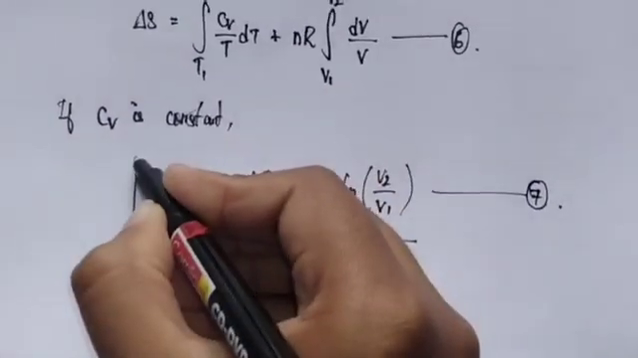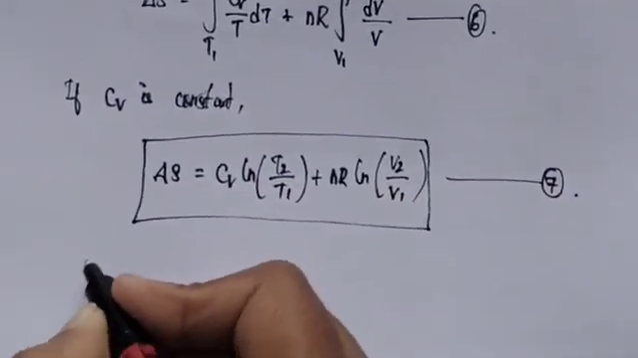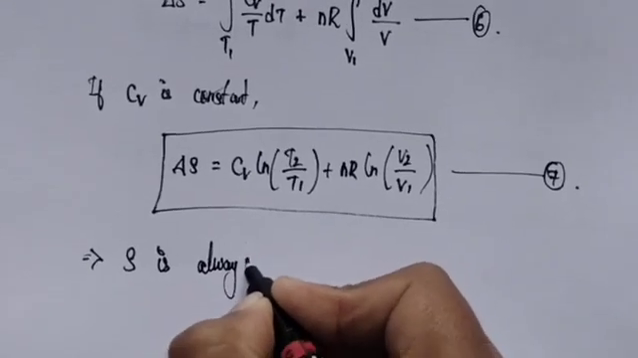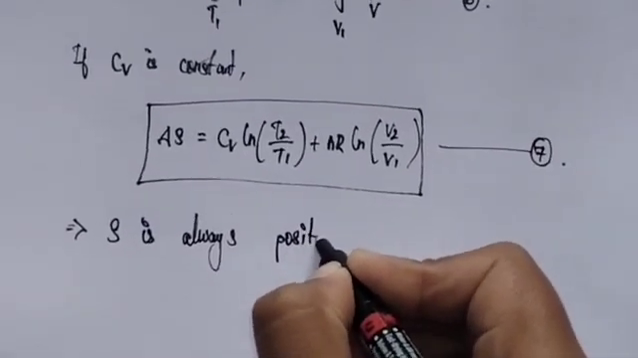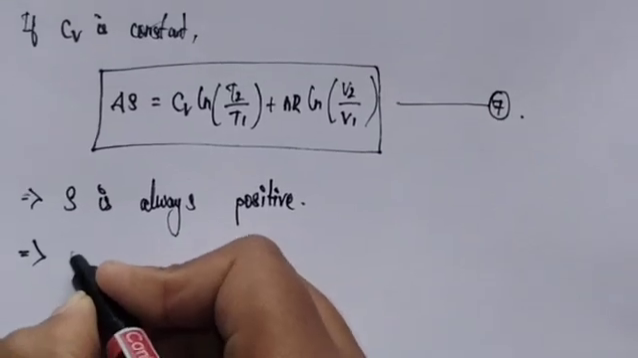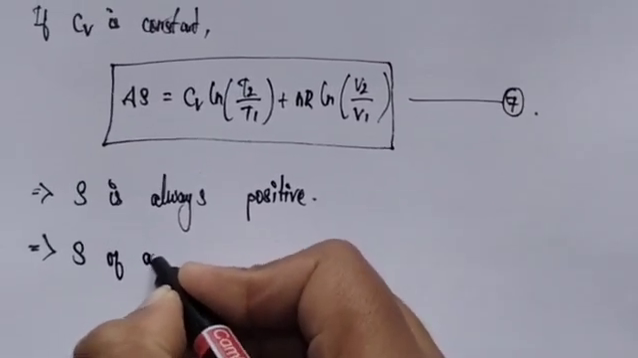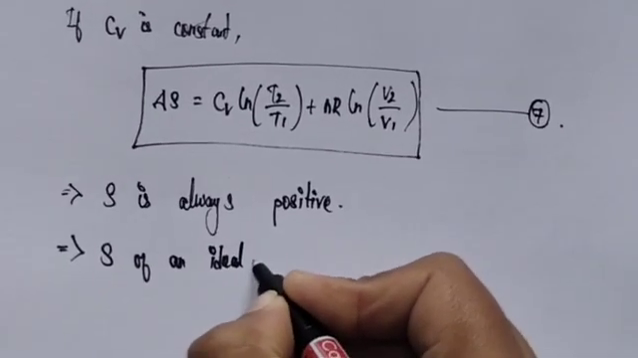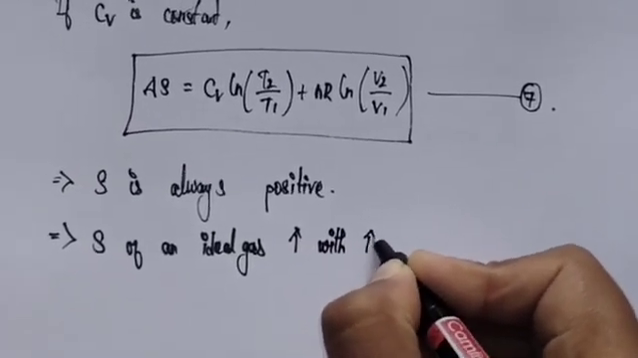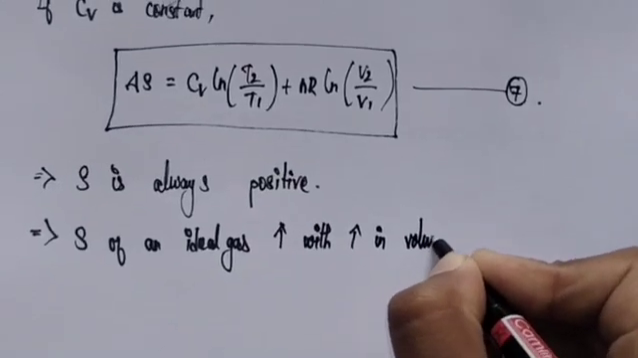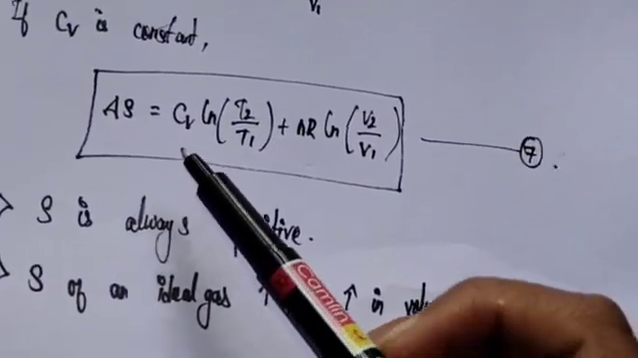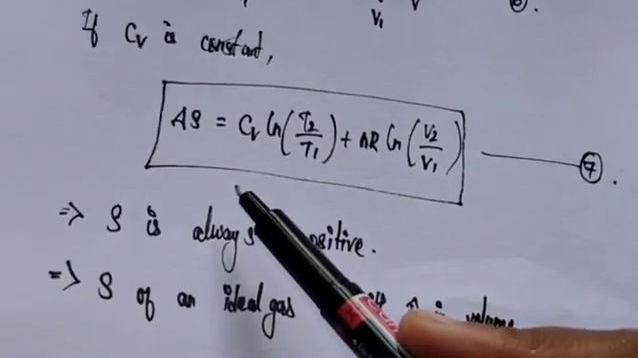From this equation, we know that entropy is always positive. Second, the entropy of an ideal gas increases with increase in volume. Equation 7 is the equation for entropy change in an ideal gas at constant pressure with change in volume.